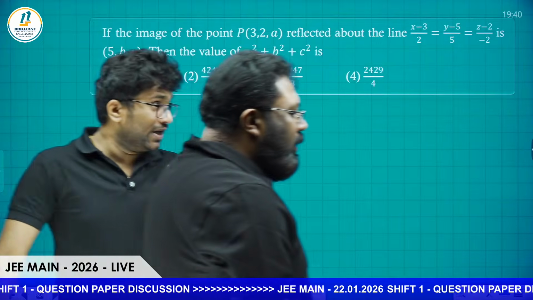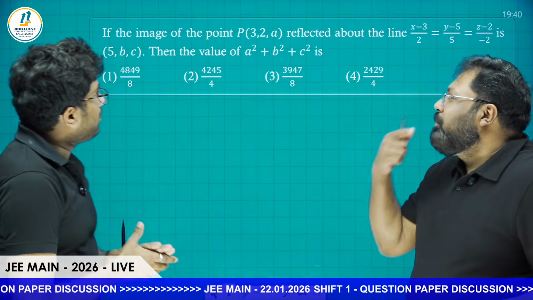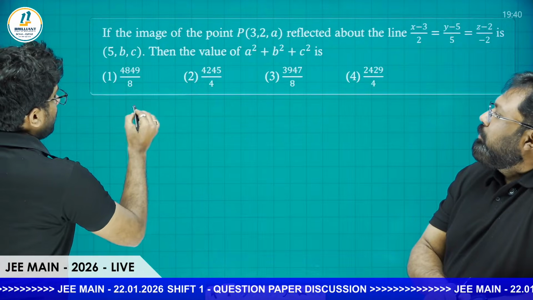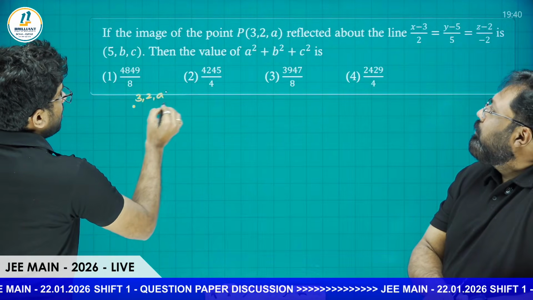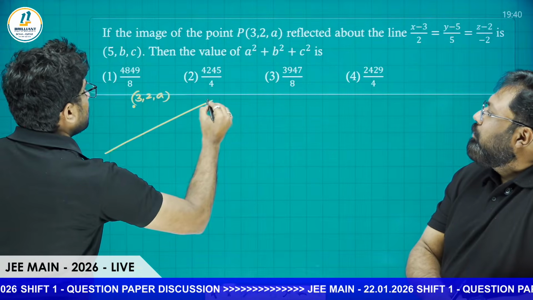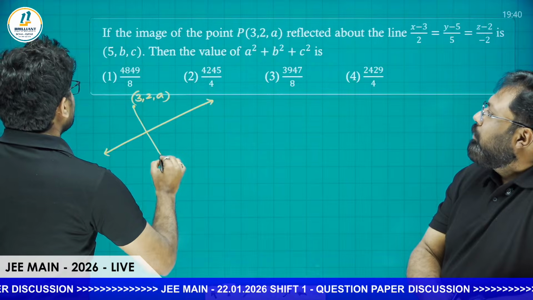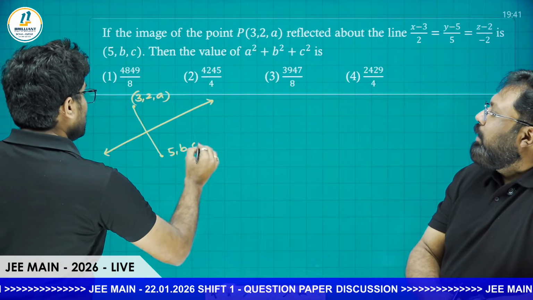Again, a question from 3D. If the image of the point (3, 2, a) is reflected about a line, and the image they have given is (5, b, c).